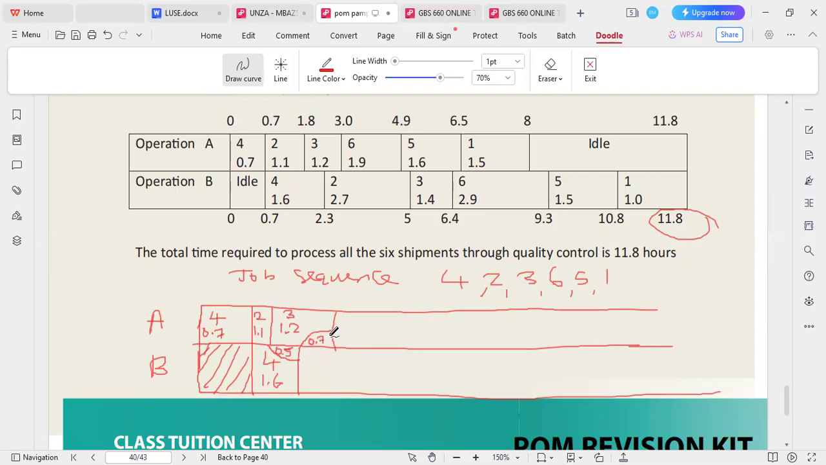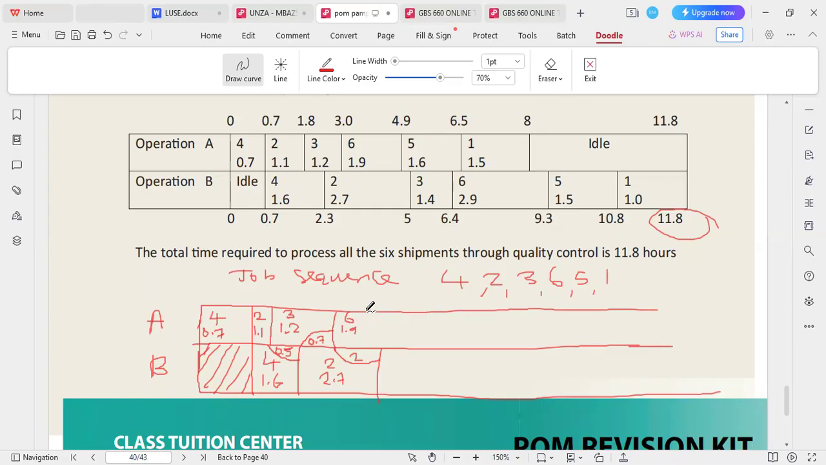operation A, people in operation B would have started working on job 2. And job 2 is taking 2.7, meaning that it is taking 2 hours longer than job 3 in A. By the time they're finishing running job 2, people in operation A would have started working on job 6. Job 6 is taking 1.9.